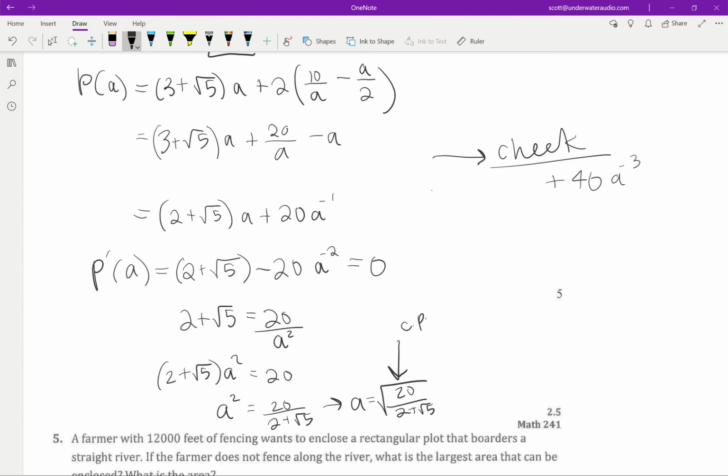So the square root of 20 over 2 plus square root 5, all of that is positive. I know a square root has to give me something positive out. And if my second derivative is 40 times a to the negative 3rd power, that's the same thing as 40 times 1 over a cubed. So if my critical point is positive, then this also has to be positive. So I know a has to equal the square root of 20 over 2 plus square root 5.